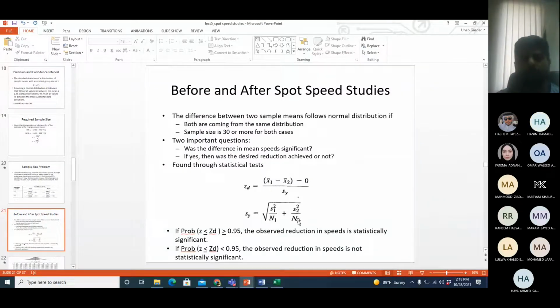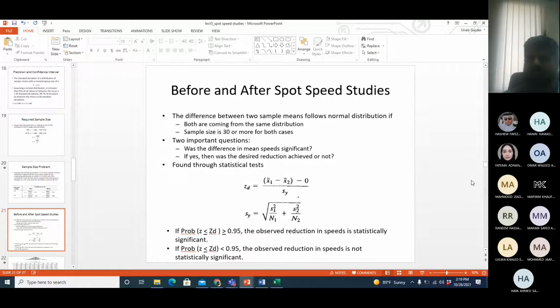Okay. So the second question is, if the answer to the first question is yes. What was the first question? Do we have a significant difference in the mean spot speeds before and after the improvement? If the answer is yes, then we go for the second question, which is, did we achieve the required reduction in speed?